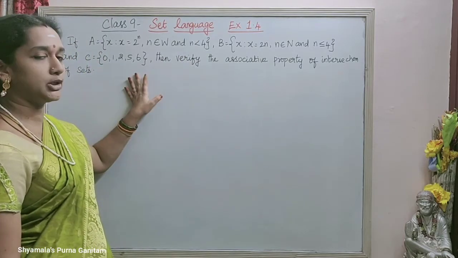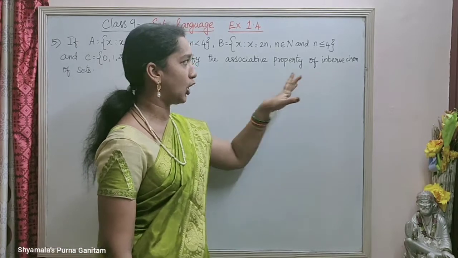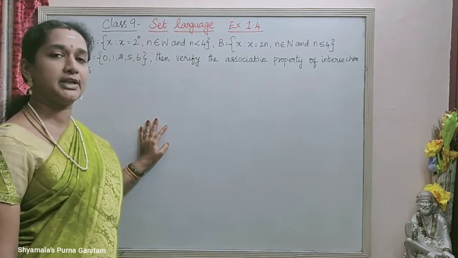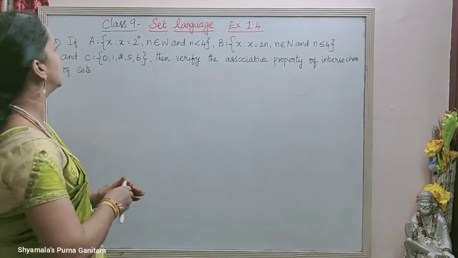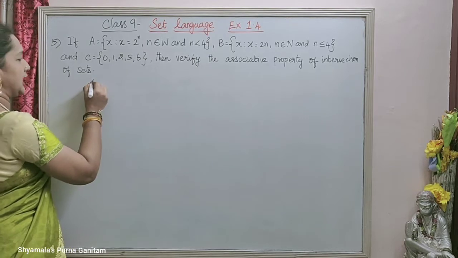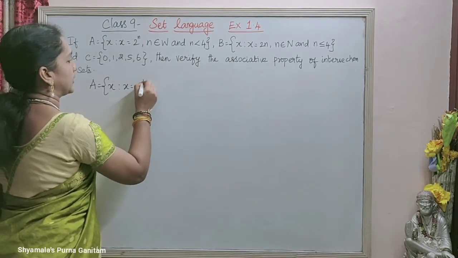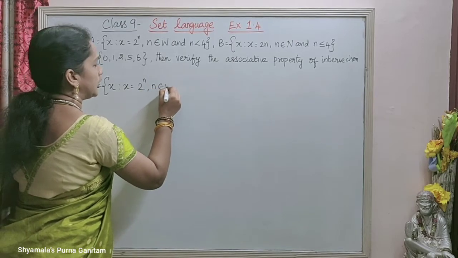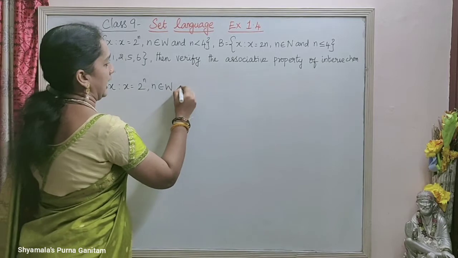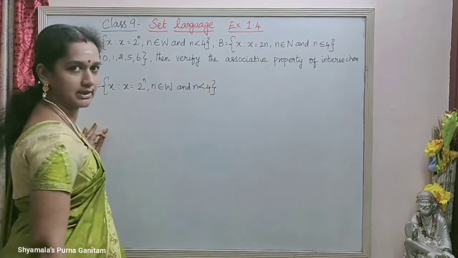And C is equal to {0, 1, 2, 5, 6}. Then verify the associative property of intersection of sets. So the associative property of intersection of sets we are asked to find out. So first we will find the elements of A. A is given as {x such that x = 2 power n, where n belongs to W}, W is whole numbers. Whole numbers start from 0, and n less than 4. So this is the question given.